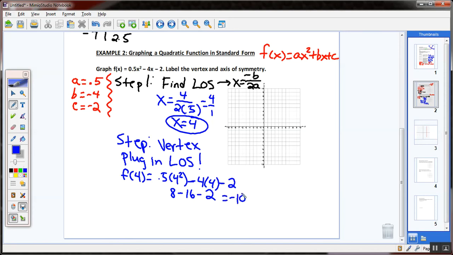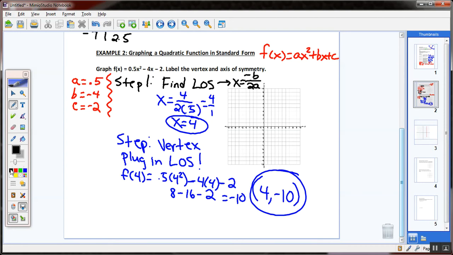Listen to this carefully. When we input 4, we got an output of negative 10. That means your vertex is the point 4, negative 10. That is your vertex. I don't think I have 10 units on my graph. Do you guys have 10 units down on your graph? Do you have a line of symmetry at 4 right now? Then go down to 4, negative 10, and plot your vertex.